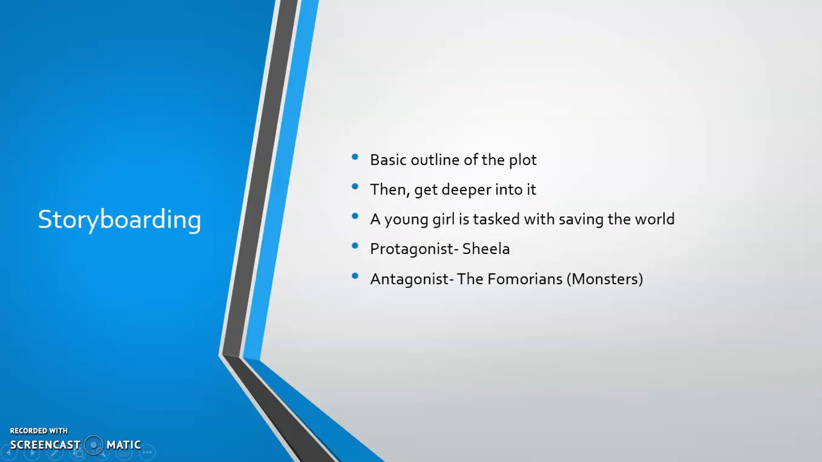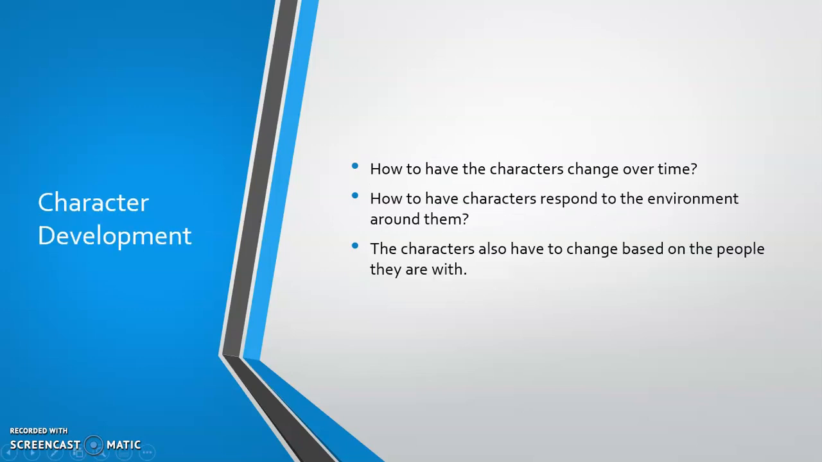So for the storyboarding, I just wanted to make a basic outline of the plot and then get deeper into it. The basic plot of the play is that a young girl is tasked with saving the world after getting kidnapped into the magical land of Ireland called the Sidhe. Her name is Sheila, she's the protagonist, and the antagonists are giant monsters named the Fomorians, who are basically the ultimate enemies of the gods in Irish fairy tales.